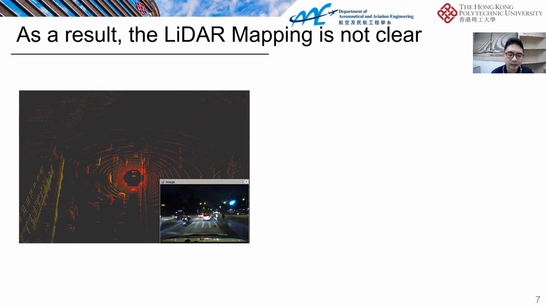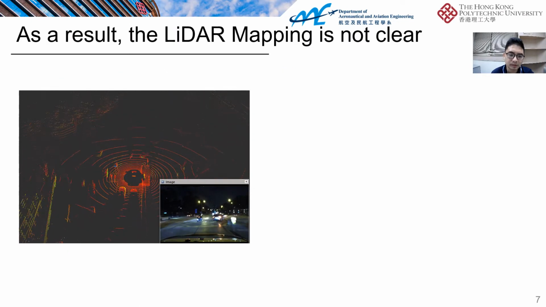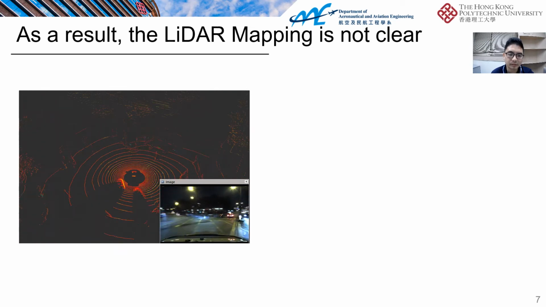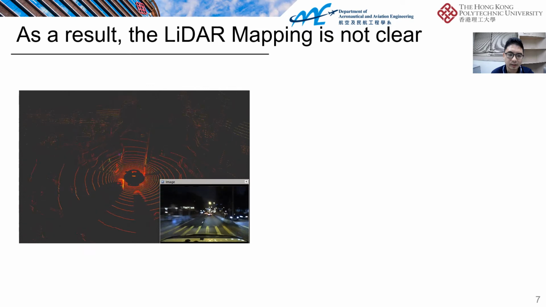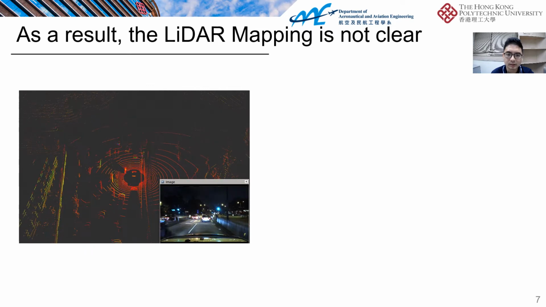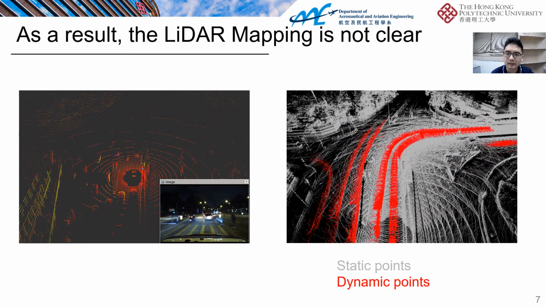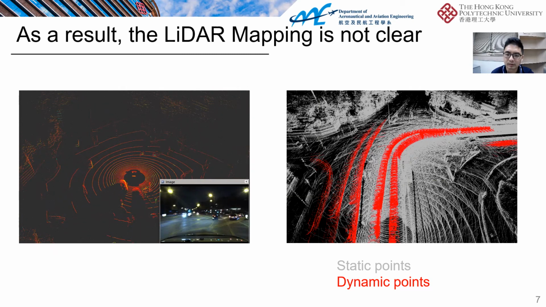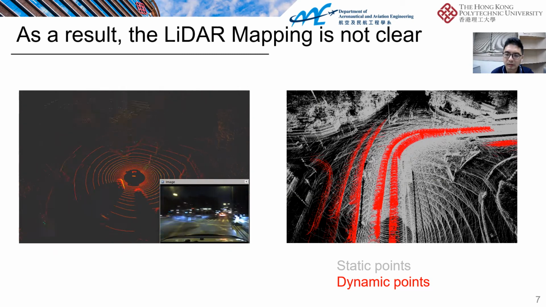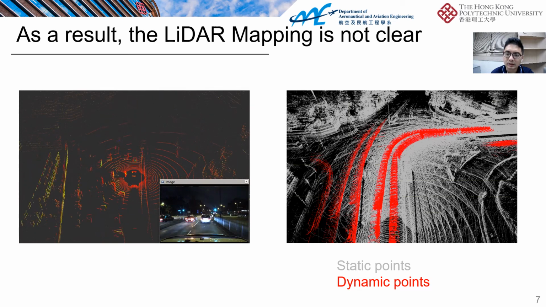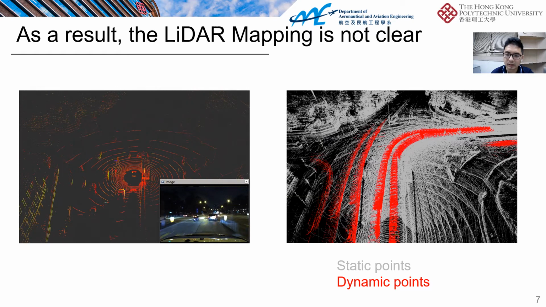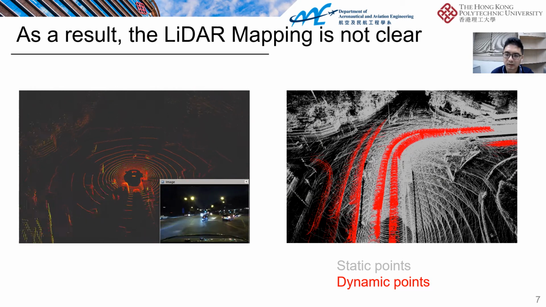Furthermore, we can check out an example of a car going through a crossroad with numerous vehicles surrounding. As a result, the LiDAR mapping is not clear because dynamic points remain in the point cloud map. To summarize, the dynamic objects are very challenging for LiDAR SLAM.